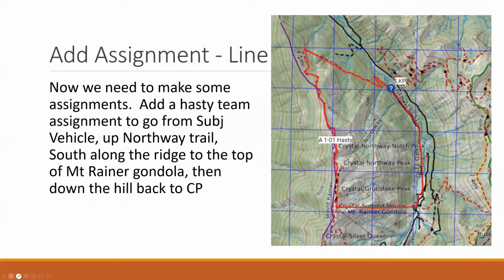Okay, adding an assignment line, which I went over briefly before. Those are our tasks. So add a hasty team assignment to go from the SUCS vehicle up Northway Trail, then south along the ridge to the top of Mount Rainier, the Mount Rainier gondola, and then down the hill back to the command post. You can see over here on the right what they want you to do. So you're going to go up here along the ridge. Across and back up.